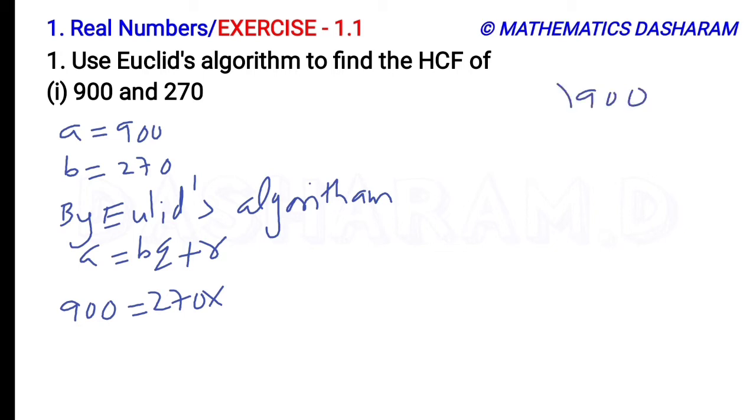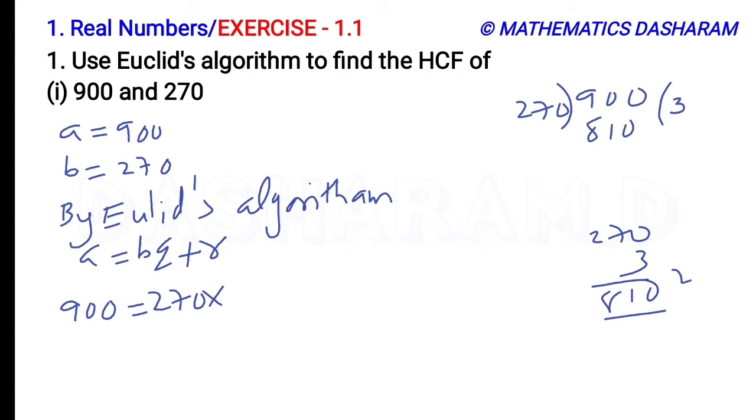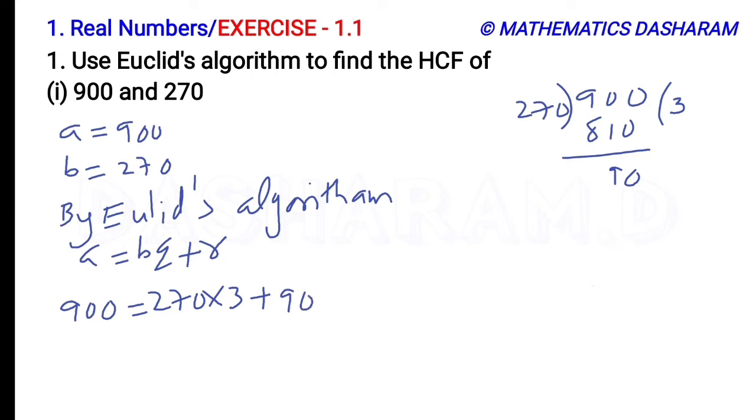So here 900 and here 270. 270 threes are 810. So what is the remainder here? 90 is the remainder. Q means quotient, that is 3, and R means remainder, 90. But this process has to continue until we get the remainder 0. Next, this 270 will go to the dividend place, and this remainder will go to the divisor place. Now find the quotient and remainder.